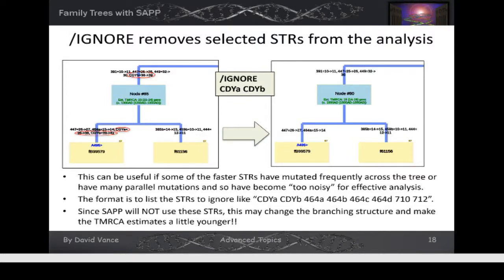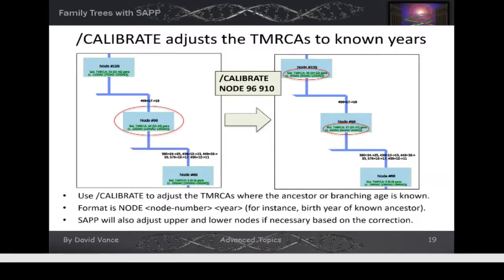This next option calibrates the TMRCAs that SAPP reports on its chart. So you've got a normal node here with a node number, the STR mutation history, and here in green the time to most recent common ancestor, the TMRCA, is reflected. In this case, it's decided that this node, based on the STRs below it, has a TMRCA of 1250 AD. And if you notice, the one before it is 1150 AD, and the one after it is all the way down at 1950 AD for whatever reason.